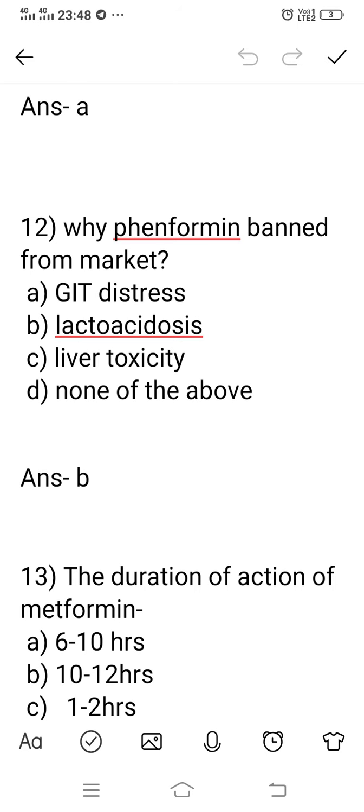Why was phenformin banned from the market? Option number A, GIT distress. Option number B, lactic acidosis. Option number C, liver toxicity. Option number D, none of the above.